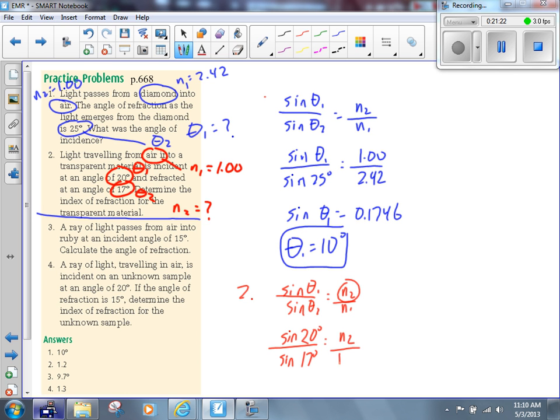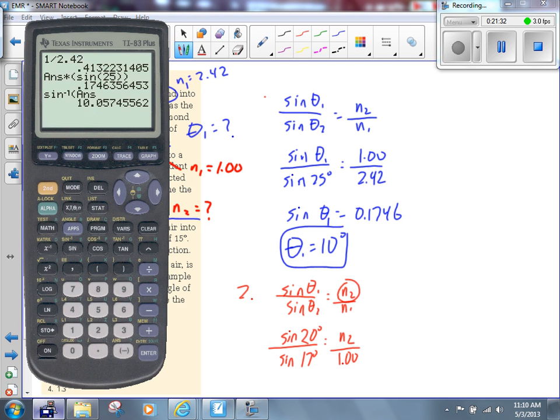N1, we get lucky here. If the index of refraction of air is 1.00, then N2 divided by that is just N2. Do this on our calculator. Let's say sine 20. Let's get a number for that. Press equals. Let's divide that by using some brackets. Sine 17. Okay, 1.16. Then we multiply that by 1, which of course is going to end up being 1.16 or 1.17.